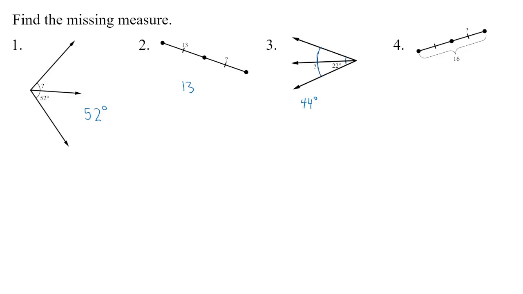And if you look at number 4, you're given that the whole line segment is 16. But if you notice, the two parts each have that hash mark in it, meaning that both these parts are congruent. Therefore, if the whole line segment is 16, that means each of these line segments is 8.